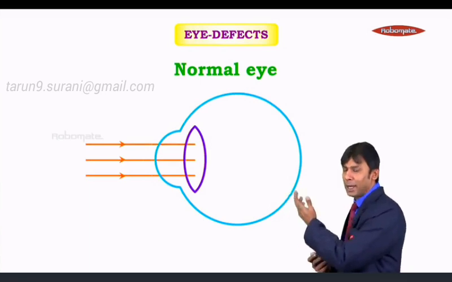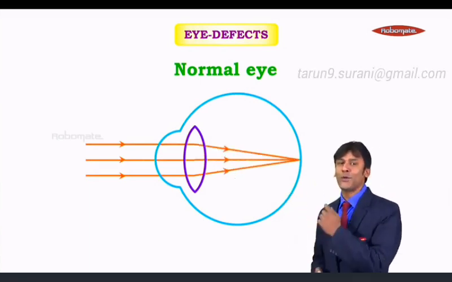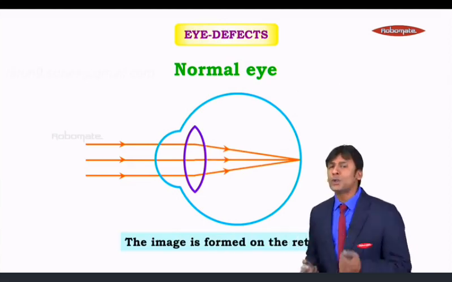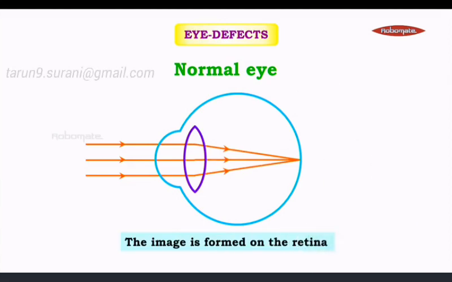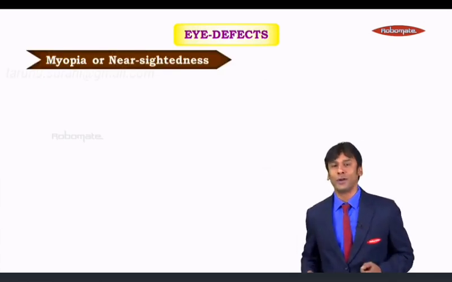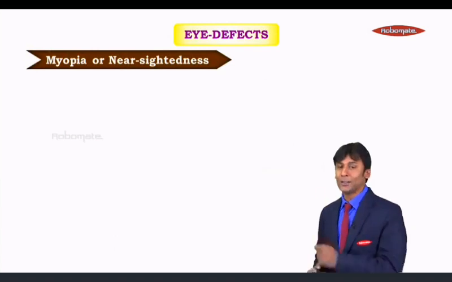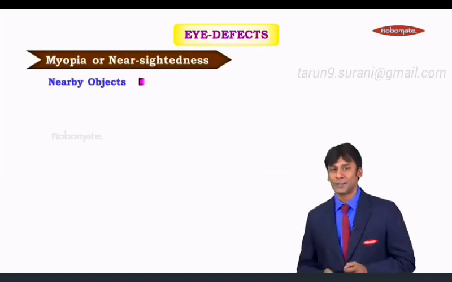The ray of light enters, hits the eye lens, converges, and after converging goes and falls on the retina. So what is a normal eye? A normal eye is an eye in which the image is formed on the retina. So if a normal eye is an eye in which the image is formed on the retina, then let us understand what is a defective eye, and for that let us understand the first defect, that is myopia or nearsightedness.